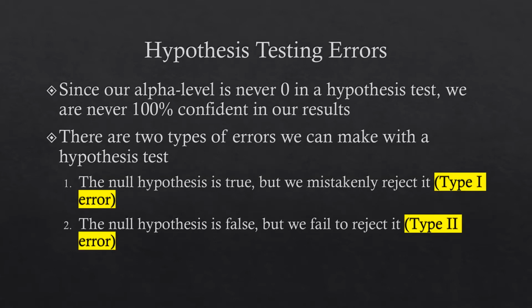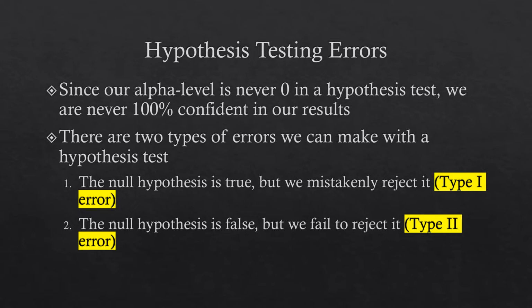So hypothesis testing is great. They are very accurate, but they are not perfect, okay? Because we never compare our p-value to an alpha level of 0, because that would just be impossible. So we need to have some margin of error whenever we do a hypothesis test. So we're never 100% confident in our results. So when it comes to hypothesis tests, much of the time you are going to be correct. Your conclusion for rejecting or failing to reject the null will be accurate.